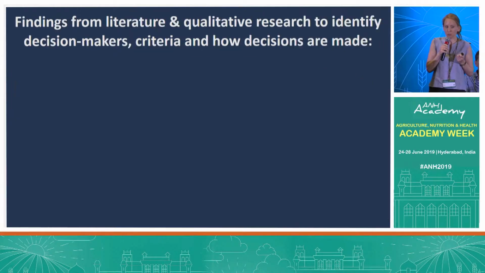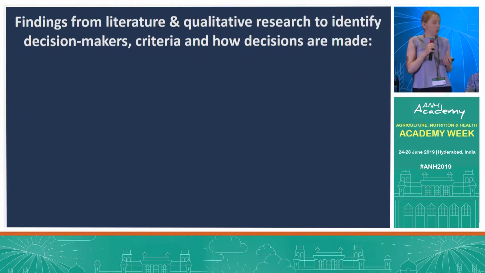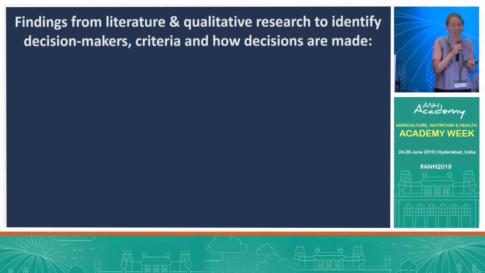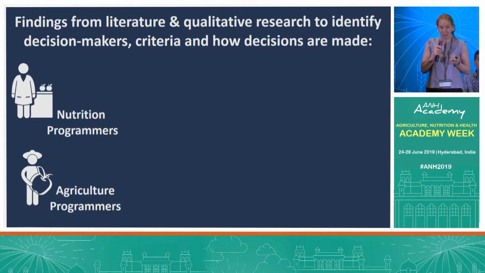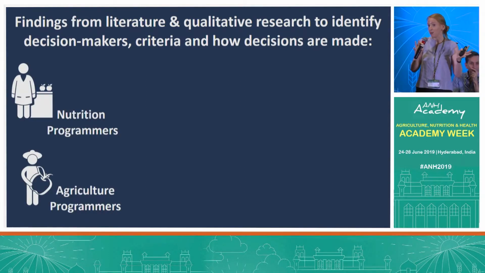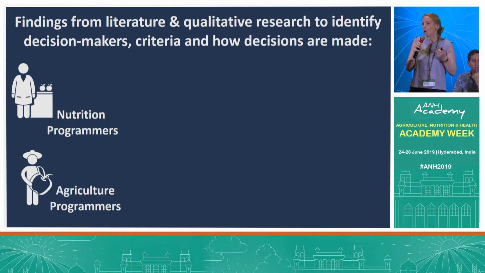We didn't just come up with this tool overnight. I wish we were that smart, but instead we did about a year's worth of literature review and qualitative research with many people working in this field. I'm going to boil all of those findings down to one slide. First of all, the research was really looking at who the decision makers are, what sort of decisions are made about what foods to promote, what criteria are important when making those decisions, and also how those decisions are currently made.